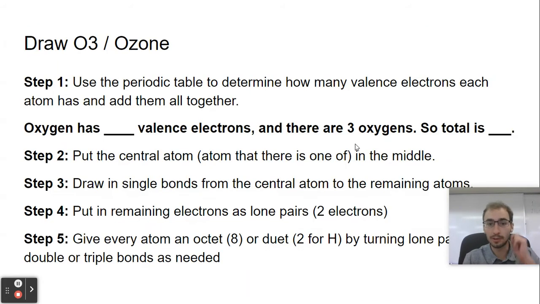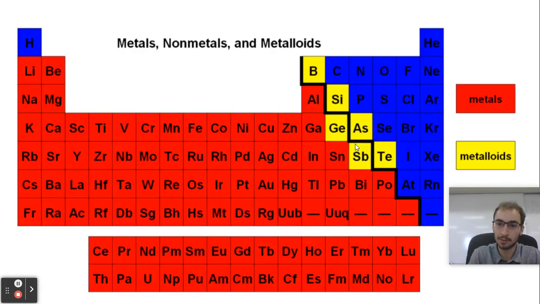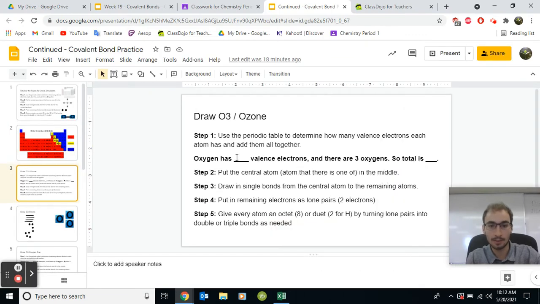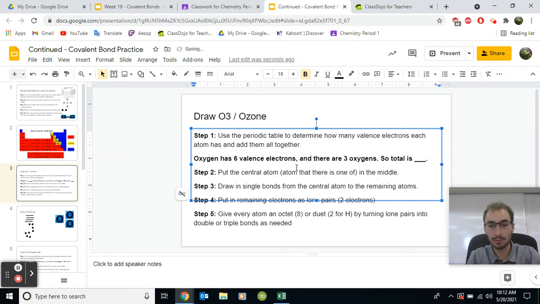Here's the periodic table. We're going to do the first one together. It says use the periodic table to determine how many valence electrons each atom has and add them all together. Oxygen has blank valence electrons, and there are 3, so total is blank. So remember, this column has 8. This column has 7, and this column has 6. So oxygen is in this column, so oxygen has 6 valence electrons. And there are 3 oxygens, so 6 plus 6 plus 6, or 6 times 3, adds to 18. That's how many valence electrons we get with this molecule.